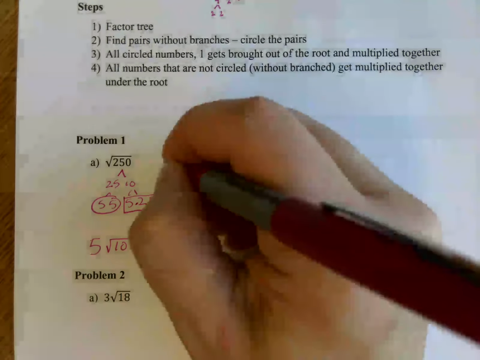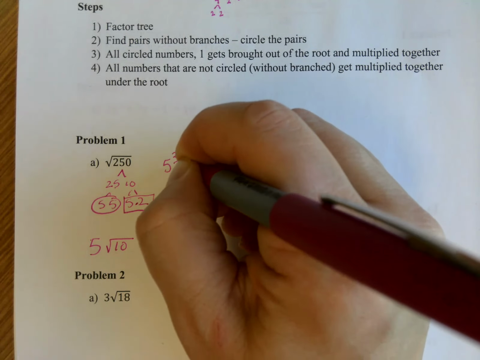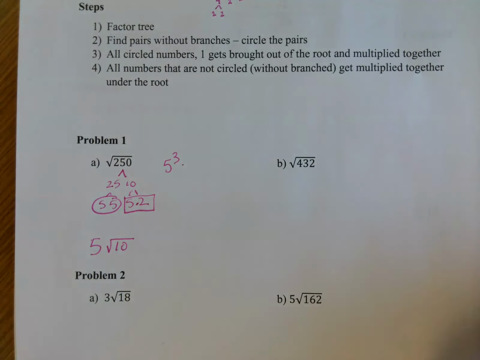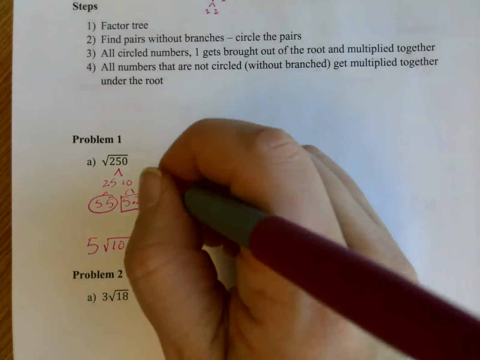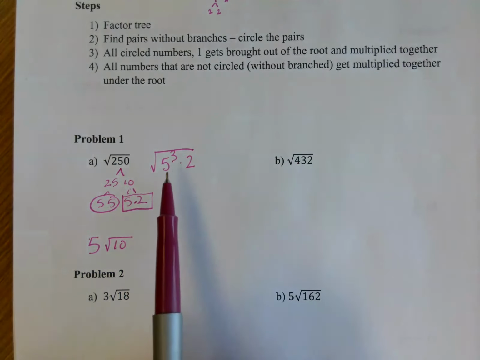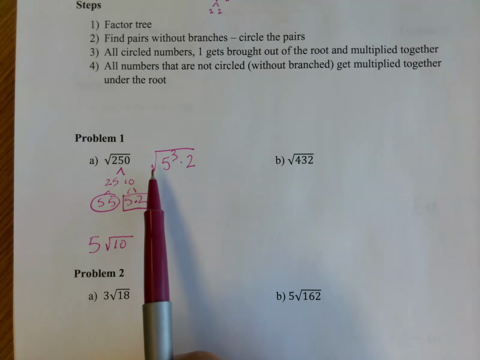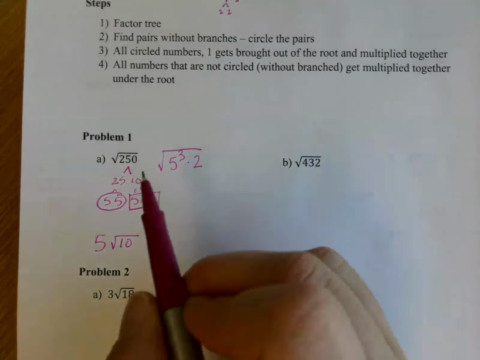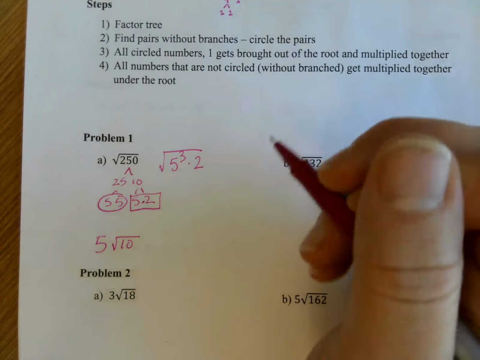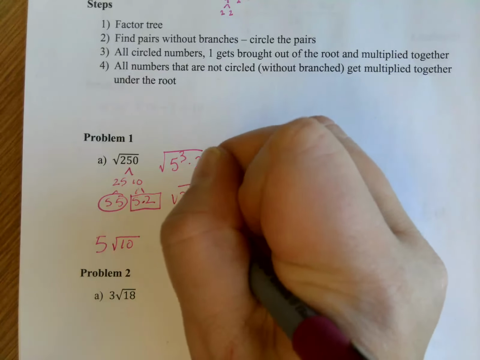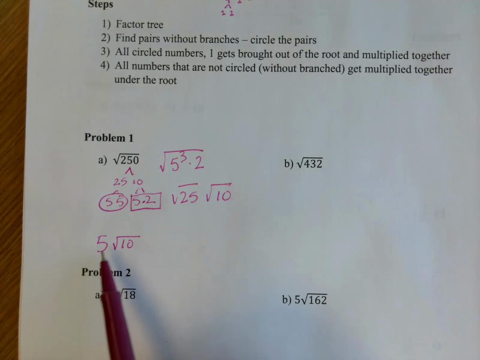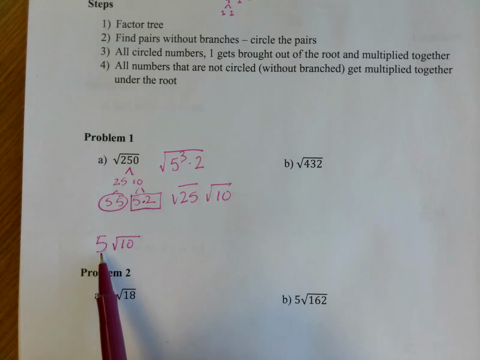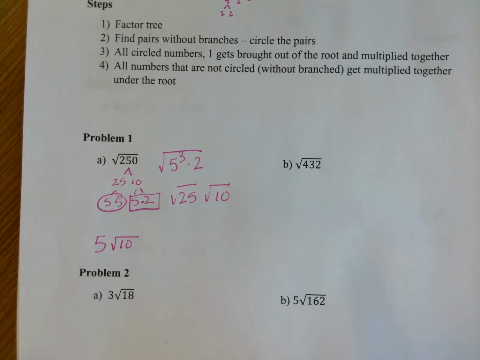Now, if I wanted to do this with my prime factorization like this, times 2, I could also do this like looking for pairs of 2 here. So if I have a pair of 5s here, that means two 5s make 25. So this would be like the square root of 25 times the square root of 10. Now the square root of 25 is 5. So this gives you a perfect square of 5. And I'm left with my square root of 10.